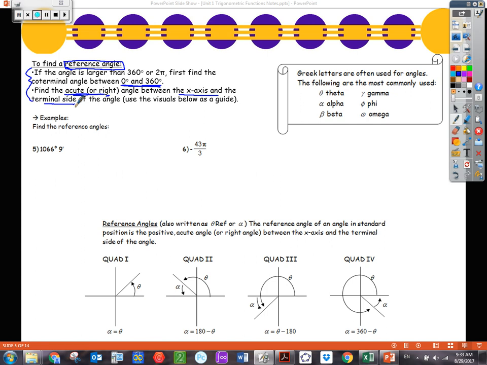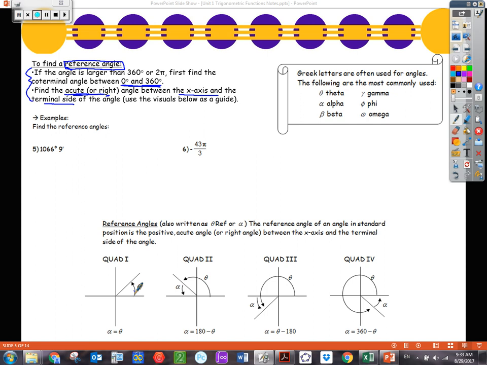Okay, so a reference angle, and there's basically a diagram down here of the 4 options. You only have 4 possibilities. If your terminal side falls in the first quadrant, then your reference angle is just this part right here. This is the terminal side, this is the x-axis. My angle's between the terminal side and the x-axis.